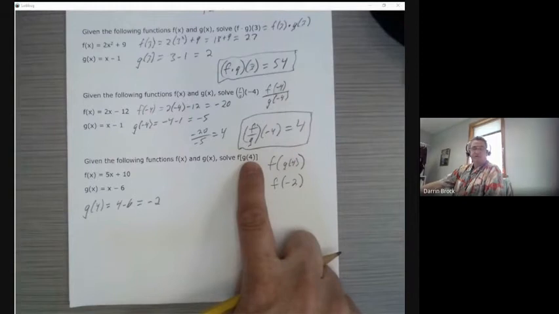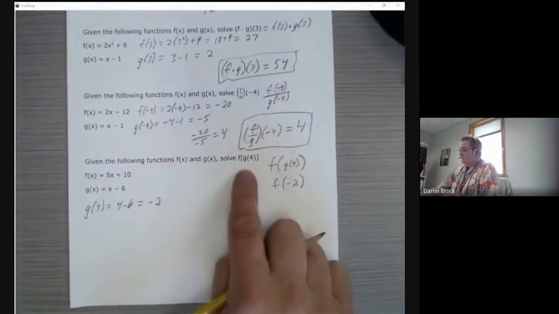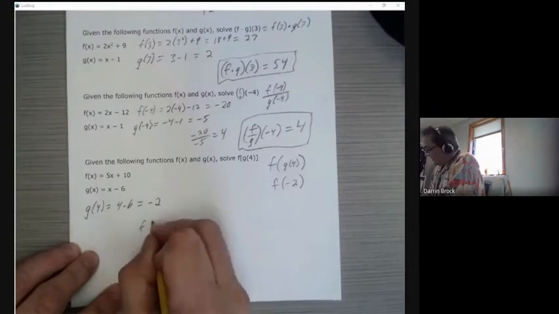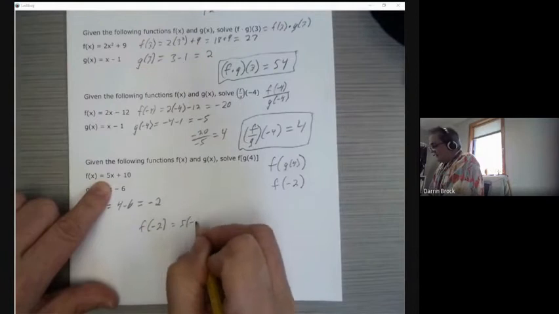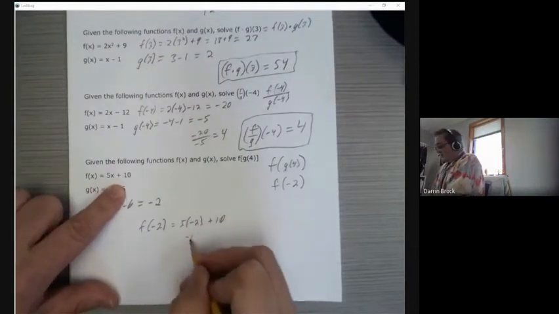It just doesn't tell us the negative 2. It gives us what to substitute in for 4, and we have to figure out in the function g of x what the 4 equals. So negative 2, now we know what to solve for. So f of negative 2 equals 5 times negative 2 plus 10. 5 times negative 2, negative 10.